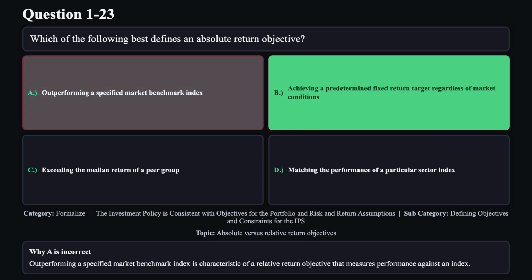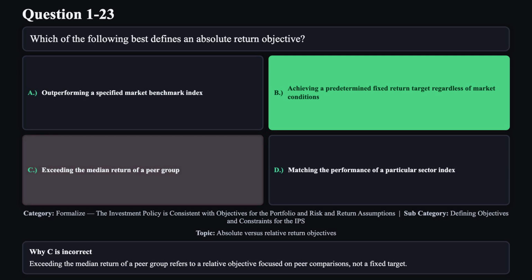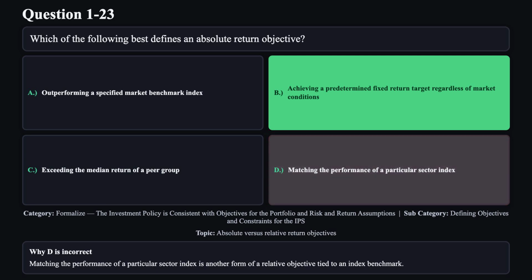Outperforming a specified market benchmark index is characteristic of a relative return objective that measures performance against an index. Reason C is not correct. Exceeding the median return of a peer group refers to a relative objective focused on peer comparisons, not a fixed target. Reason D is not correct. Matching the performance of a particular sector index is another form of a relative objective tied to an index benchmark.